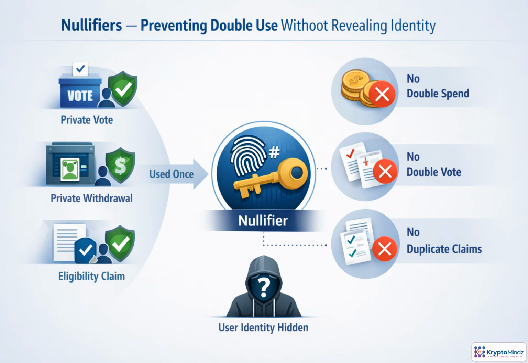A nullifier is a one-time public receipt created from private data, such as a vote, withdrawal, or eligibility secret. A zero-knowledge proof shows that the receipt was generated correctly, but not who generated it. The system asks only one question. Has this nullifier appeared before? If not, the action is accepted and recorded. If it appears again, the duplicate is rejected. That is how privacy and one-time use can coexist.